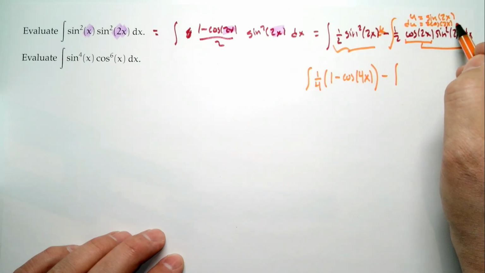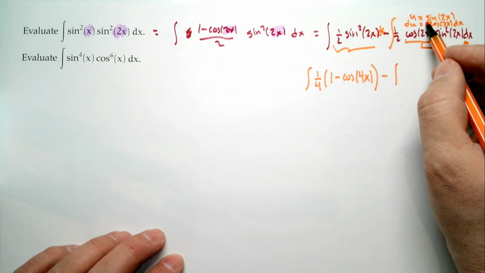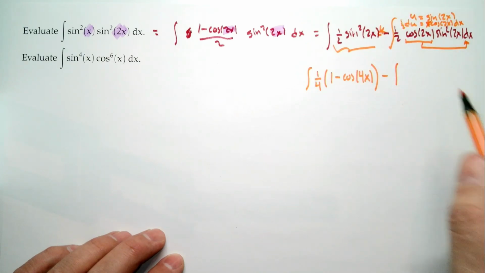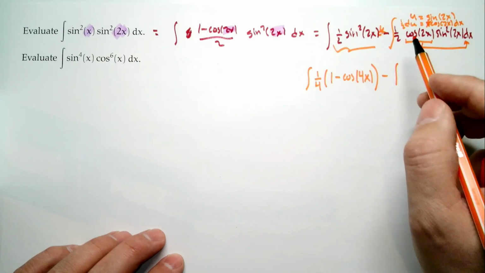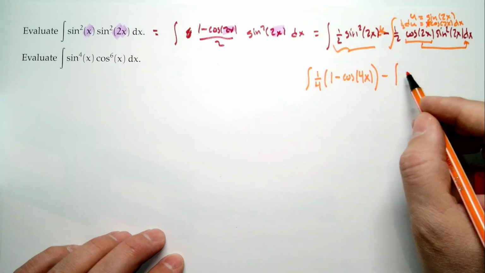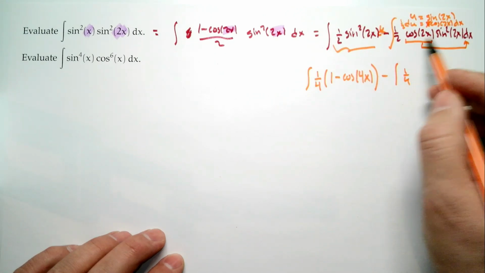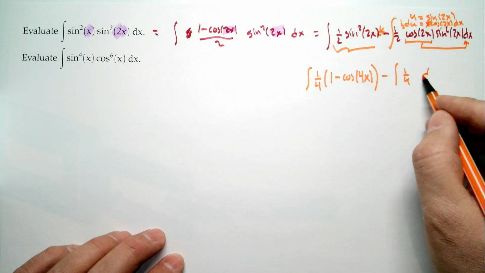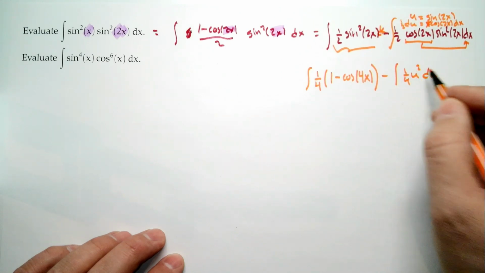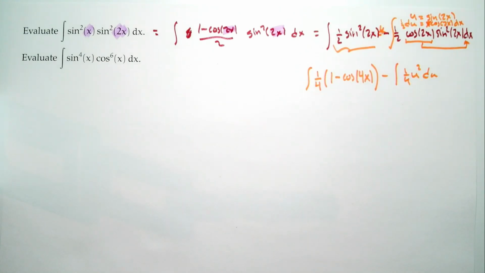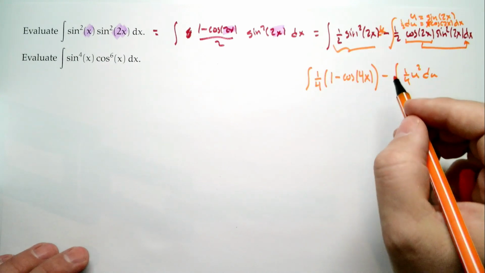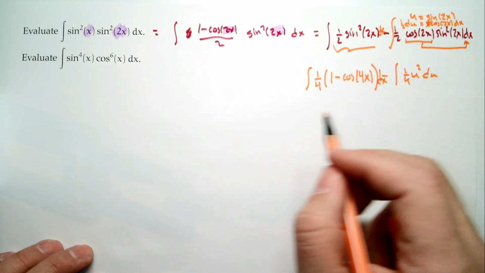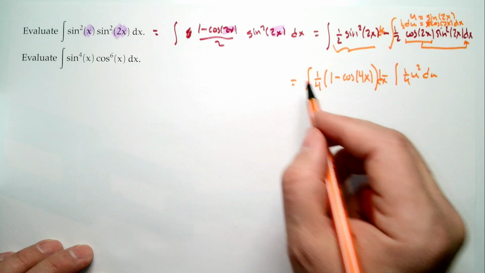Okay, I should have planned my space better. But we move the half across, and if you work this out, we have a half du, so there's another half, so that's 1/4. Then we got that du, and that's u squared. All right. And whoops, I forgot there's a dx here. There we go.